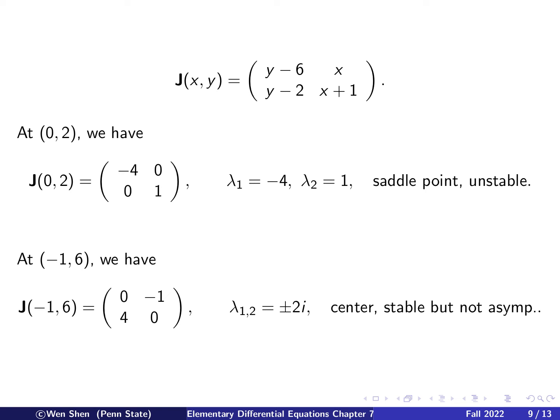And now the second critical point, (-1, 6). So x is -1, and then y is 6. Okay, so they give us [0, -1; 4, 0]. And finding the eigenvalues, we see that it's pure imaginary, positive and negative 2i. So in this case, the critical point is a center. It's stable, but not asymptotically. So nearby solutions will circle around in a periodic fashion.